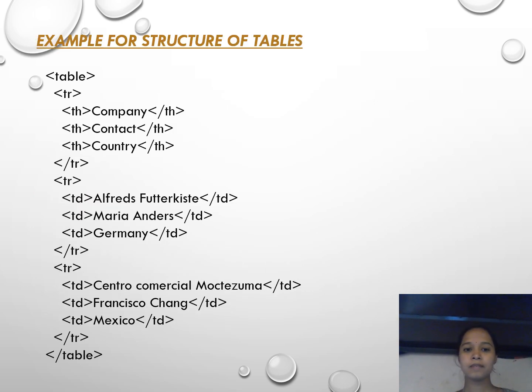And this is the example for the structure of the tables. Table and the tr, company, contact, country, and it ends with /tr. And next, Alfred, Farkas and Maria, as you can see in the example.